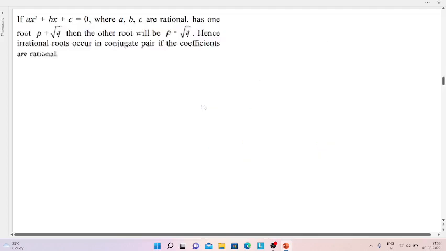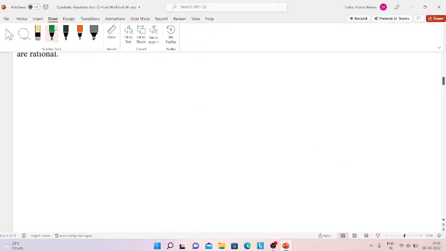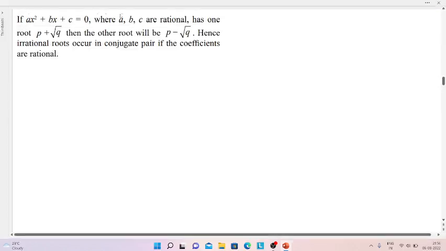So let's move to the next slide, which tells you that if ax square plus bx plus c equals 0, where a, b, c are rational numbers, has one root p plus root q, then the other root will be p minus root q. Hence irrational roots occur in conjugate pairs, if the coefficients are rational.